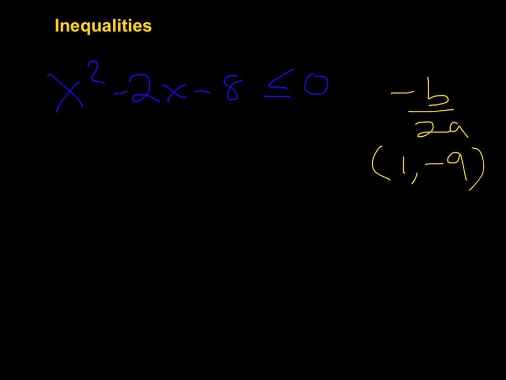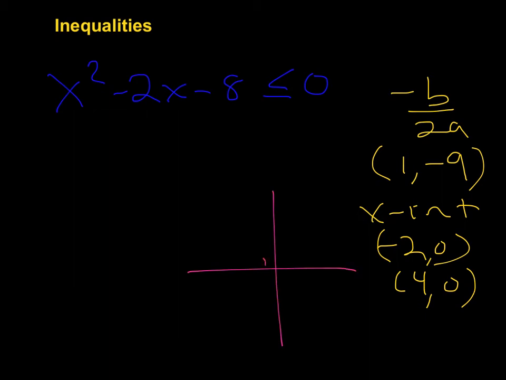And I'm going to find my x-intercepts. My x-intercepts are going to end up being (-2, 0) and (4, 0). Sorry, my writing's so messy. So if I graph that on a graph, I'm going to have something 1, 2, 3, 4, and then my vertex is going to be way down here. So if I graph this, it's going to look something like this. Okay, so now once I graph it, it's much easier. Please graph the function first and then answer the question.